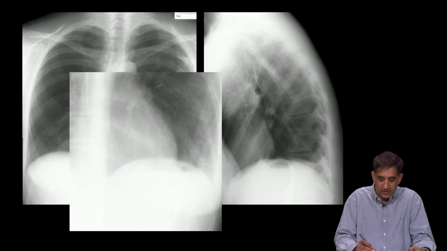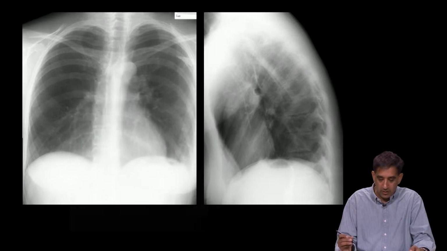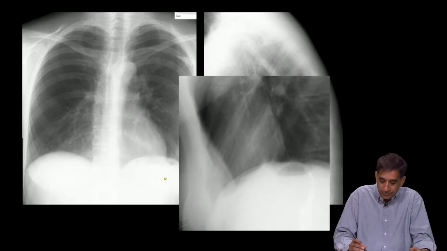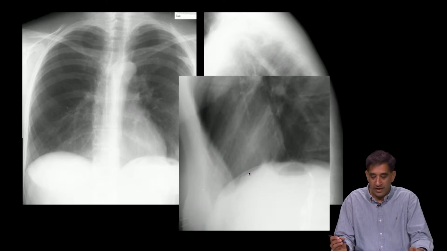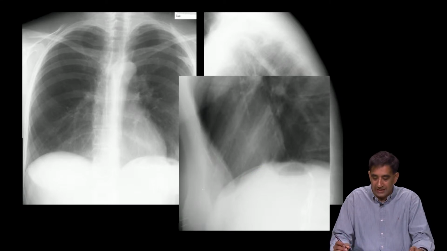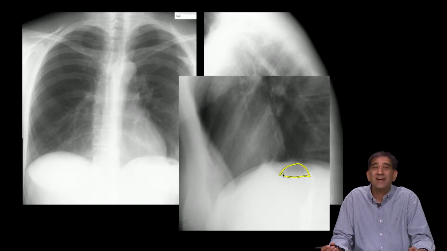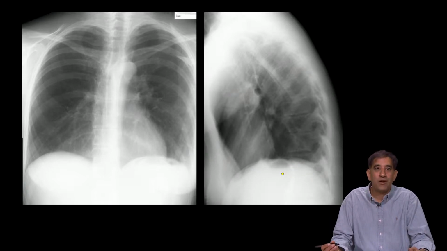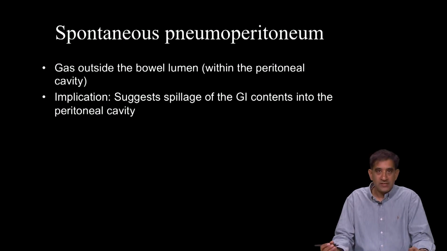It's different from the stomach bubble. And then we'll take a look at the lateral. And again, I can show you this little thin rim of air there that is different, again, from the stomach bubble, which is seen here. So what is the diagnosis in this particular case? It's pneumoperitoneum. So this is a case of spontaneous pneumoperitoneum.